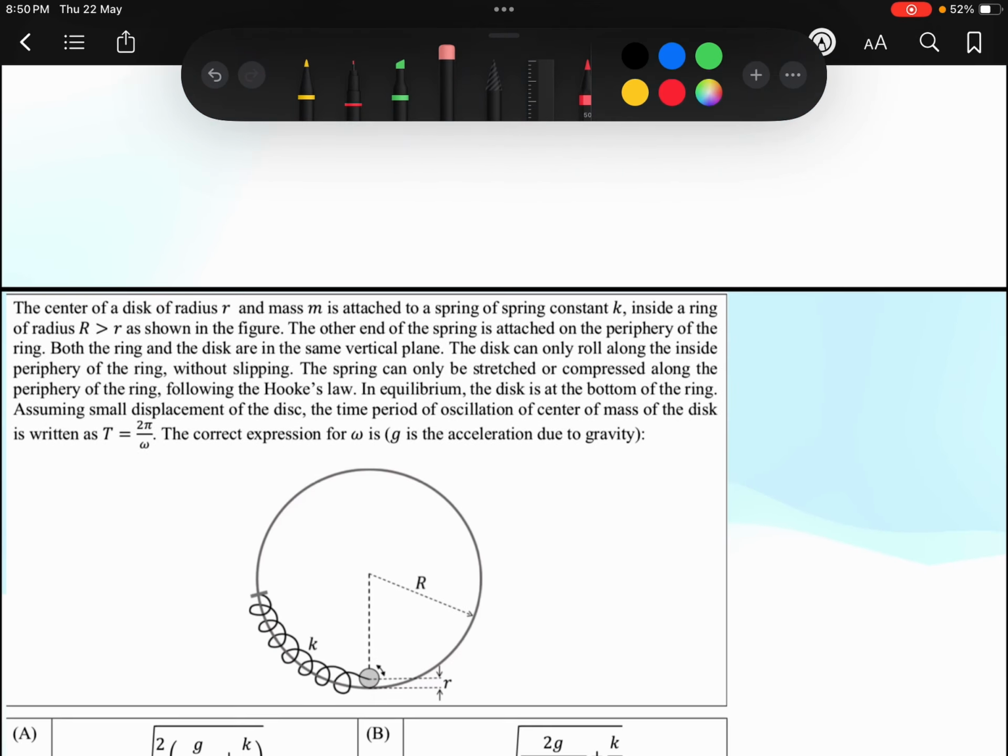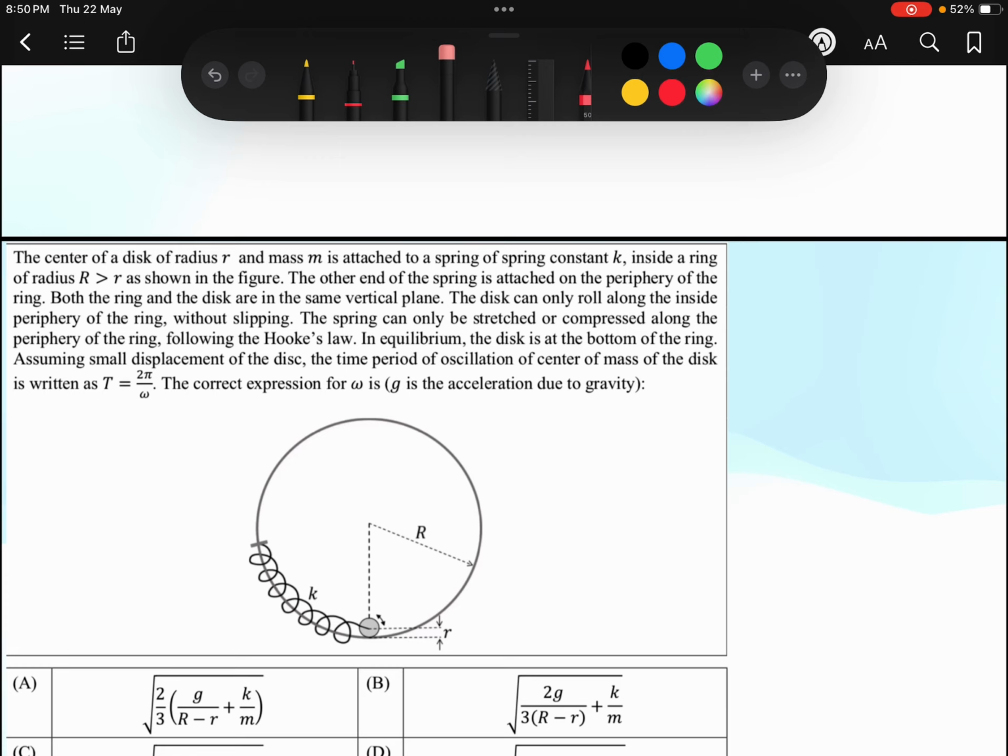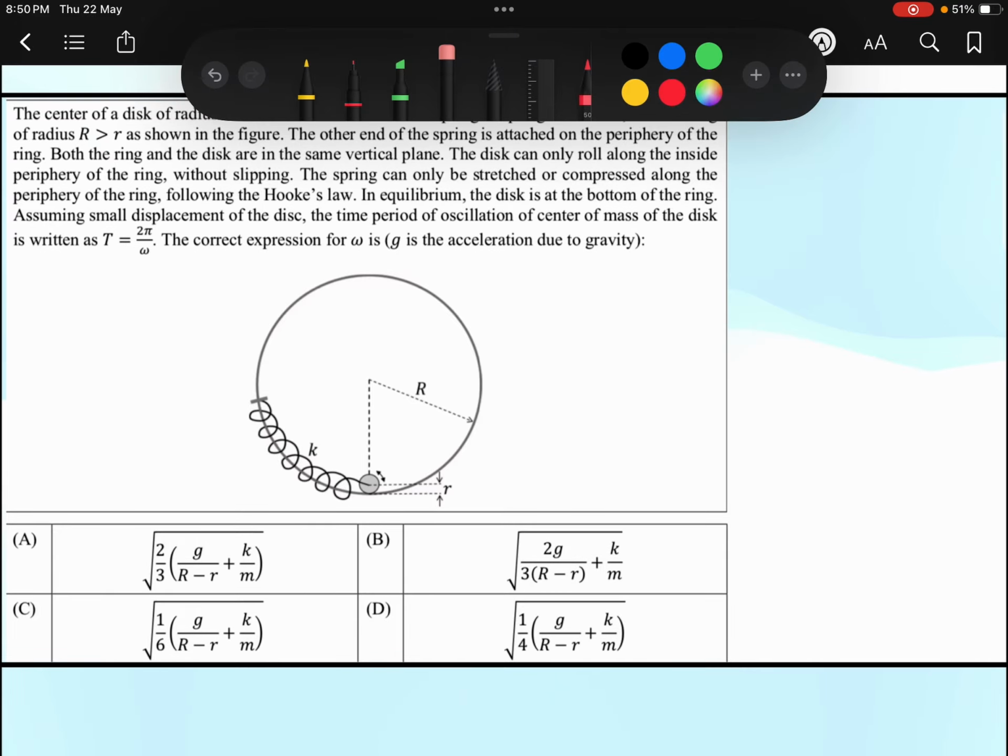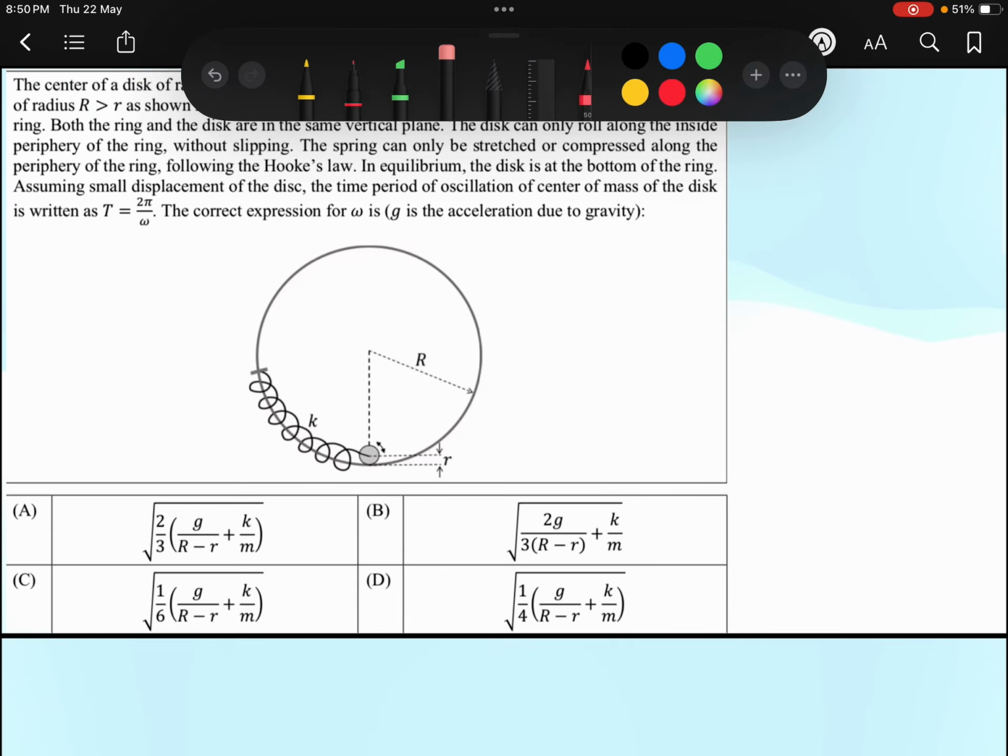So here is one question from Advanced 2025. It is from paper 1. The question is from the topic simple harmonic motion. Here in this question there is a ring of radius capital R in which a spring is kept there, and there is a disk of mass small m.